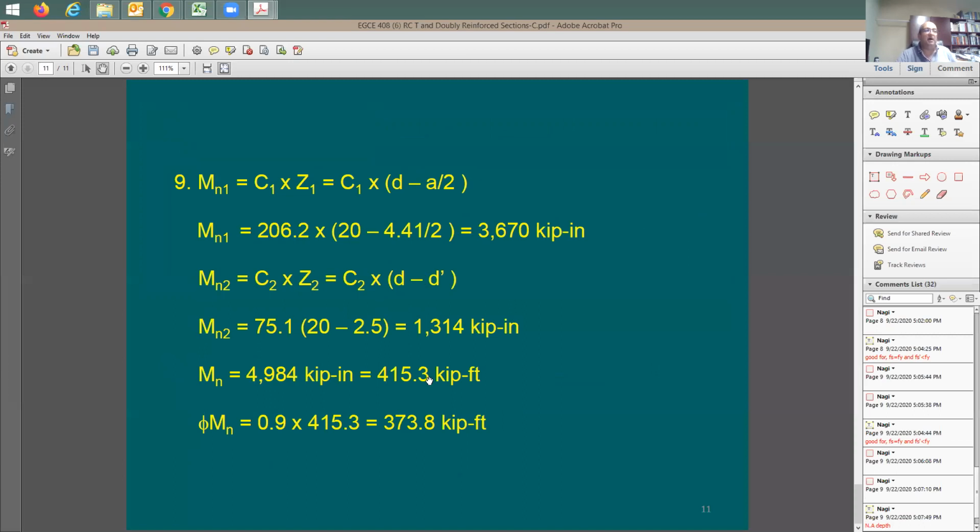And look at this. I need to show it in kip-foot. And then what do you need to do after this? What you need to do is multiply by the phi factor, the 0.9. And here's going to be the moment capacity of that section. With that, you are done for today.